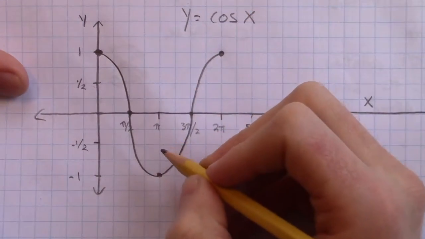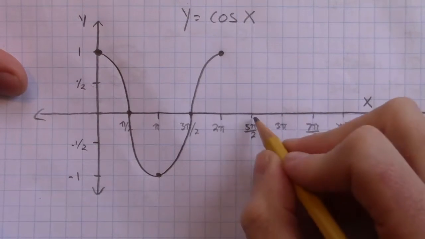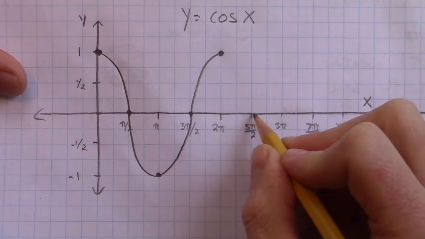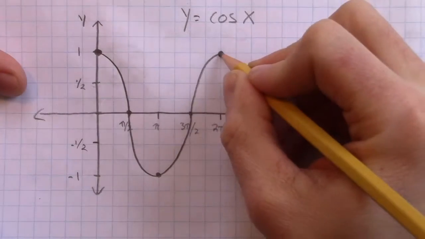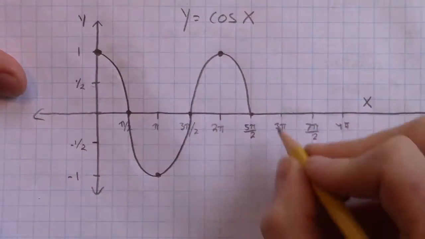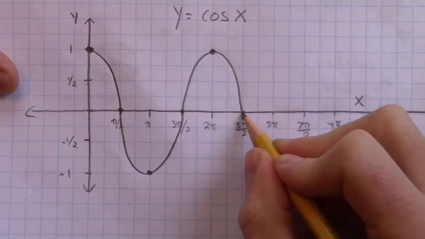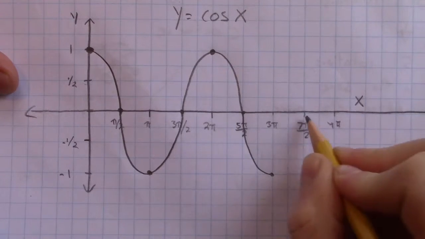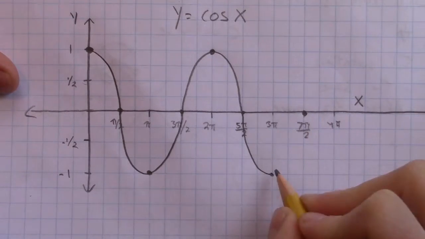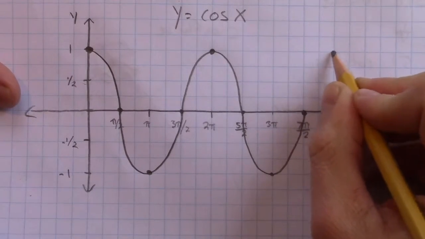All right, so what happens after that? Well, it repeats just like the sine function does. So now over at 5 pi over 2, we're going to get back down to 0, because that's equivalent to pi over 2. At 3 pi, we're going to come all the way down to -1. So let's see how I can draw this smoothly. I'm doing all right. Come back up to 0 for 7 pi over 2. And then at 4 pi, we're at 1.